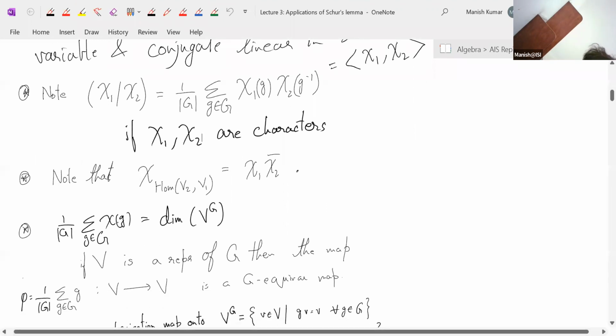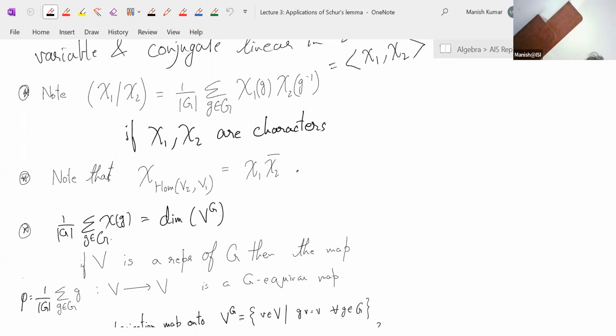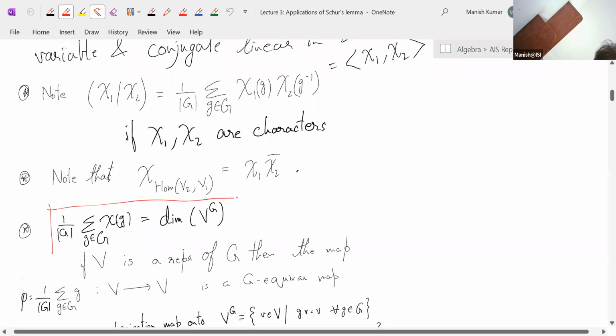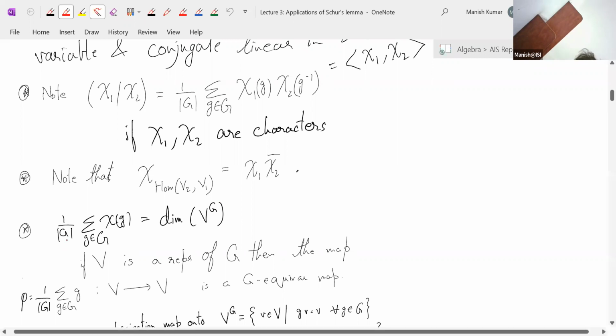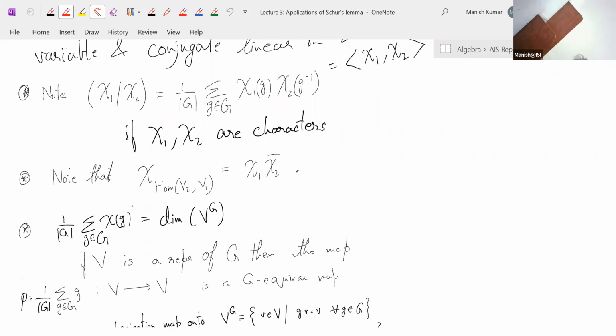The second is that you can figure out the dimension of the space of invariants. G acts on V, so we can look at the subspace of invariants of G, all vectors which are invariant under each action of G. That's a vector space because it contains 0, and if it contains V and W, then it will contain V plus W, and so on. What we are going to show is that the dimension of this space of invariants can be computed using the character of this representation: 1 over size of G, summation of chi G over G in G, is the same as the dimension of the invariants. A priori it's not even clear that this is an integer, because characters are just complex-valued functions, but we will show that this is indeed true.